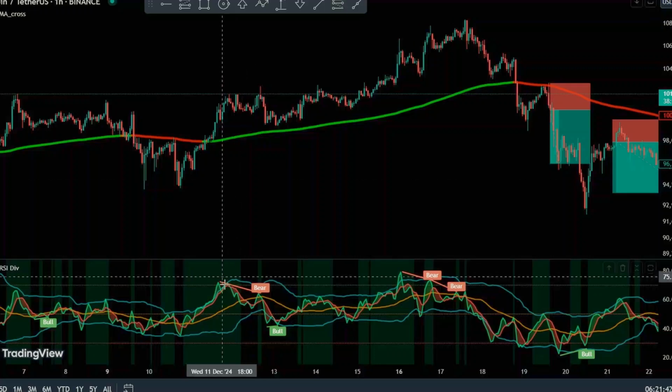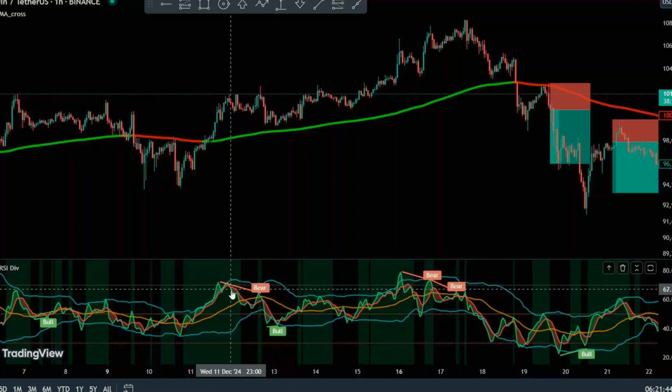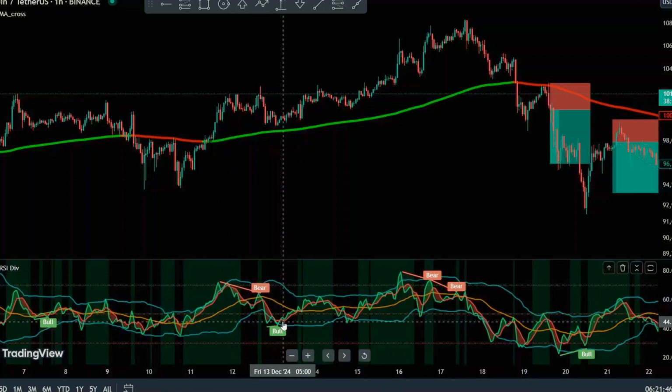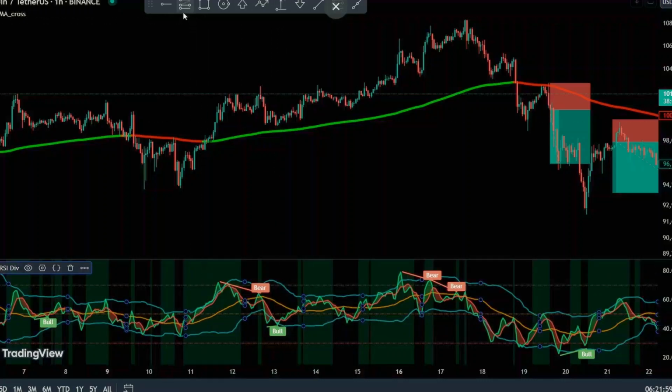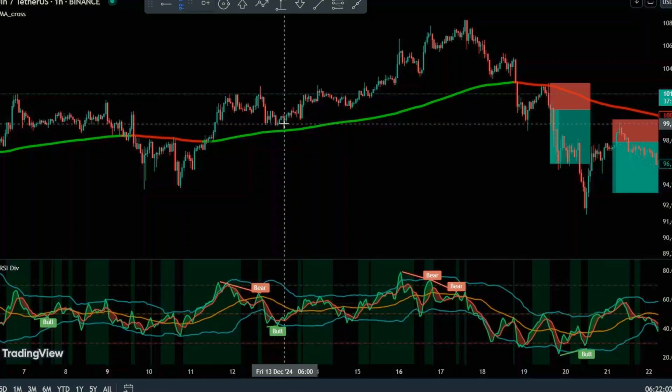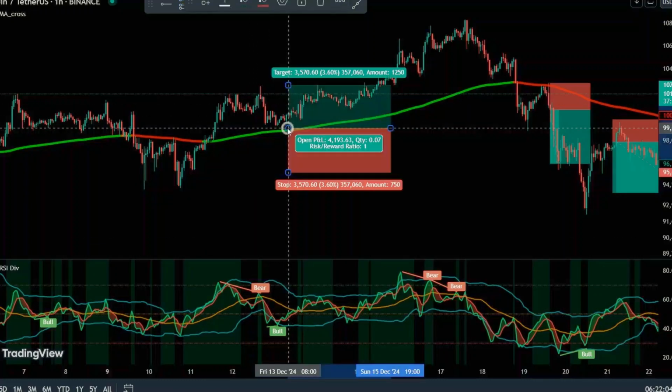For example, this is the perfect example. The market is oversold around this area. We are above the 200 moving average. So when the market is oversold, the green one crossed the red, and we even get a buy signal. So you go for this particular trade. It's a perfect one. You go for it.